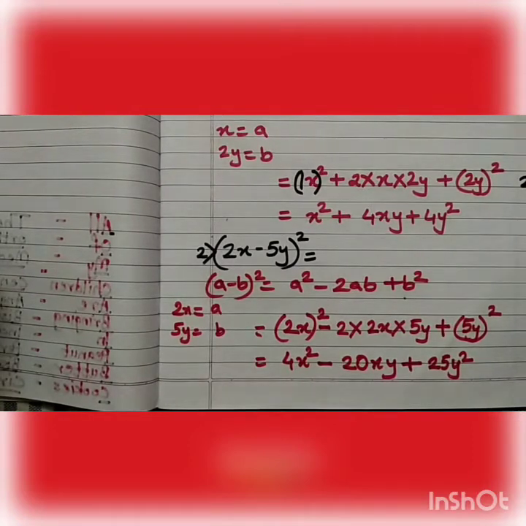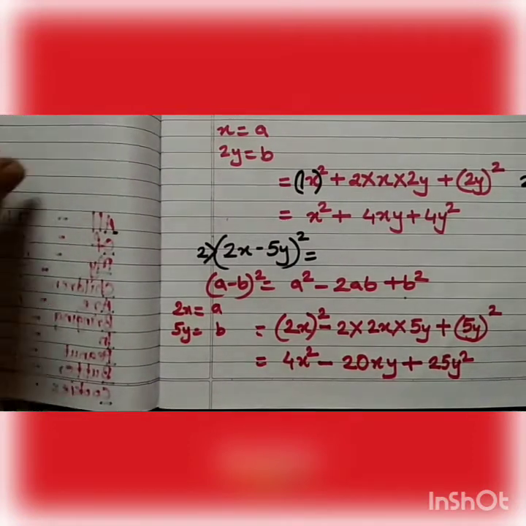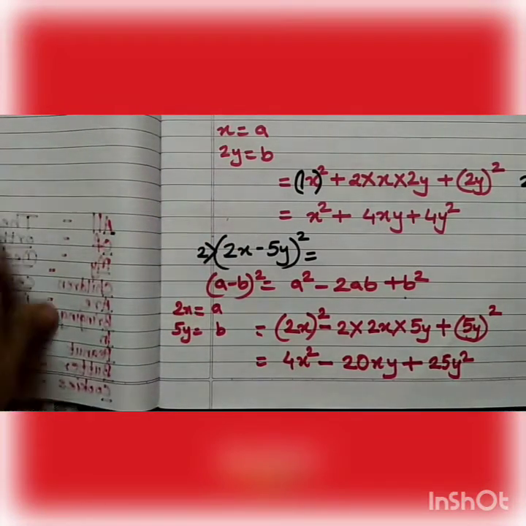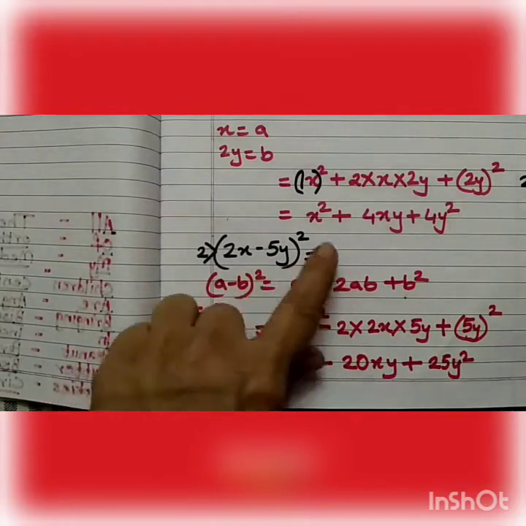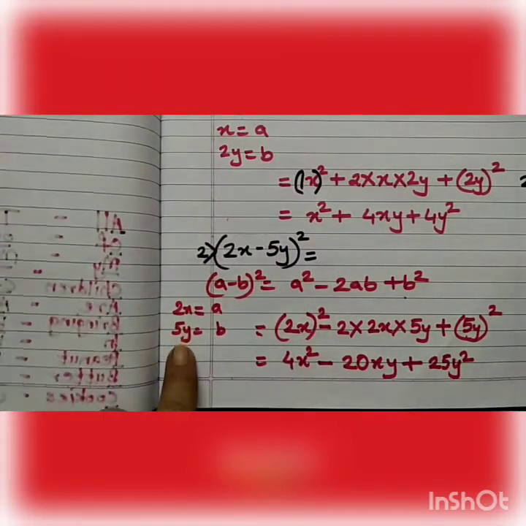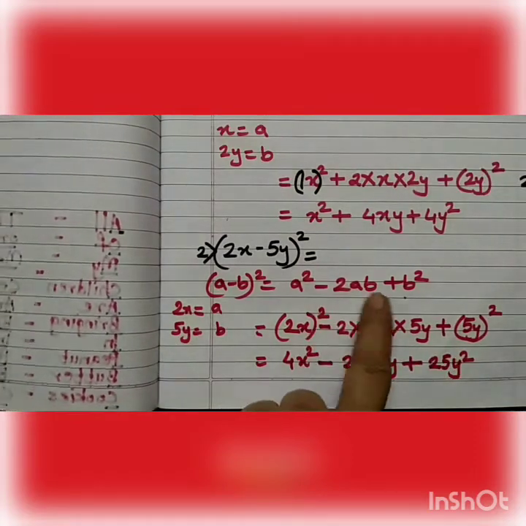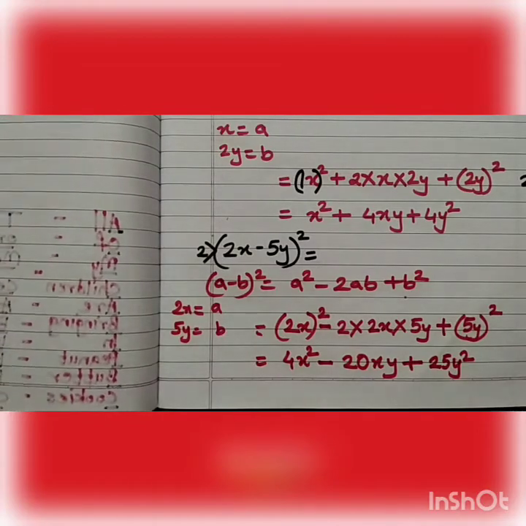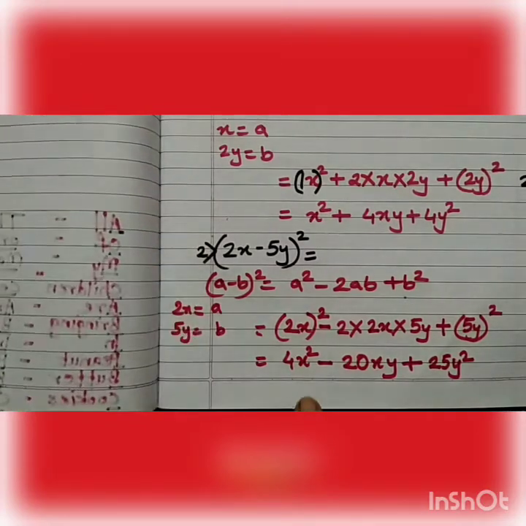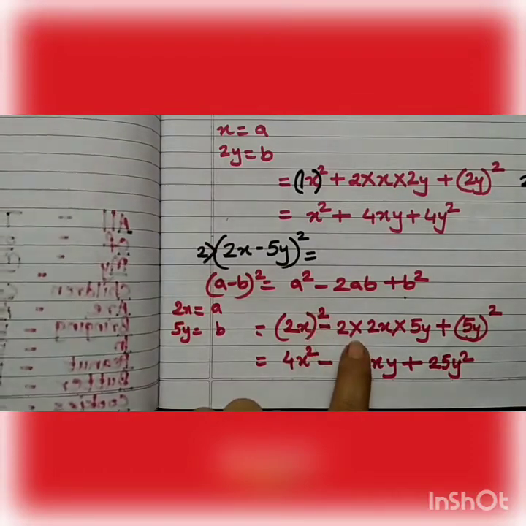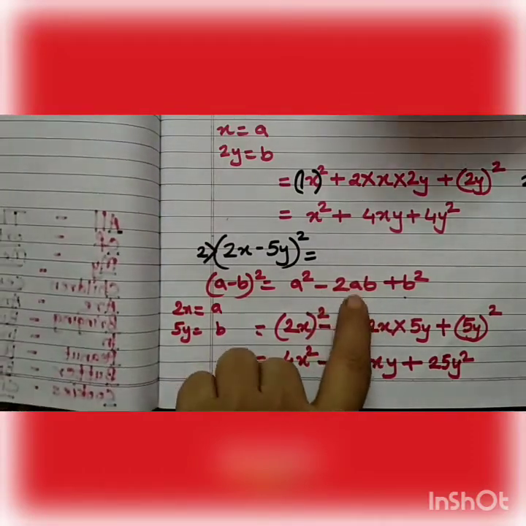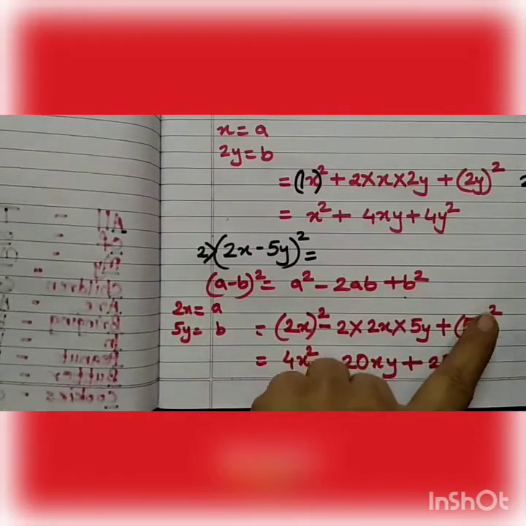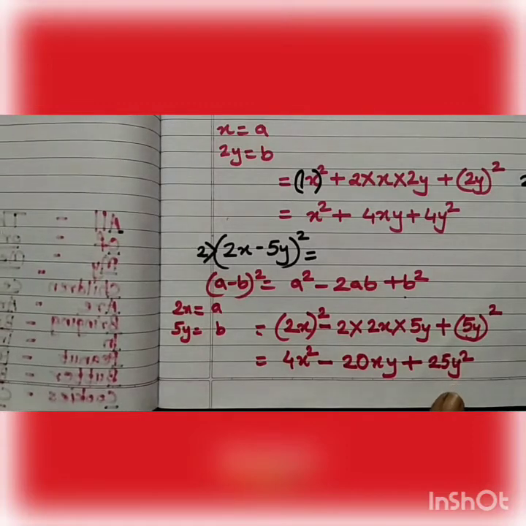I hope you follow how we got this answer. I'll explain one more time. We will use the a minus b whole square formula, and what is the value of a here? It is 2x, and for b it is 5y. We substitute in this formula. Substitute means in place of a, I write the value which is there in my sum. And I got here 2x whole square minus 2 times, in place of a 2x, in place of b 5y, plus in place of b 5y whole square, and I open the bracket and I got this answer.